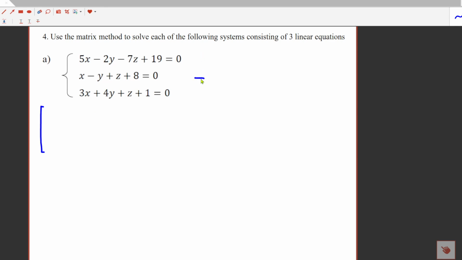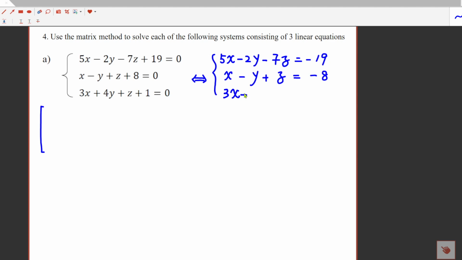All right, first of all, let's separate the variables and constants. So the first equation is equivalent to 5x minus 2y minus 7z equals negative 19, right? The second equation is equivalent to x minus y plus z equals negative 8. And the third equation is 3x plus 4y plus z equals negative 1, right?